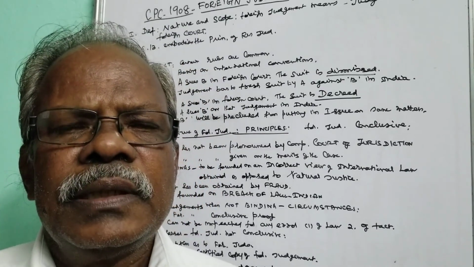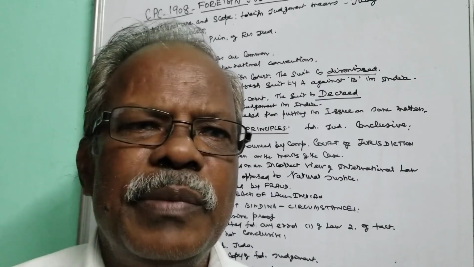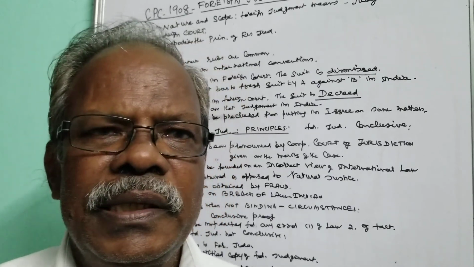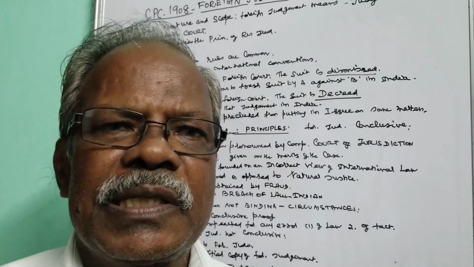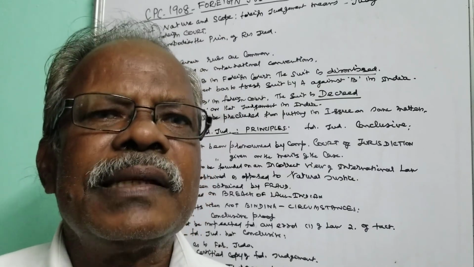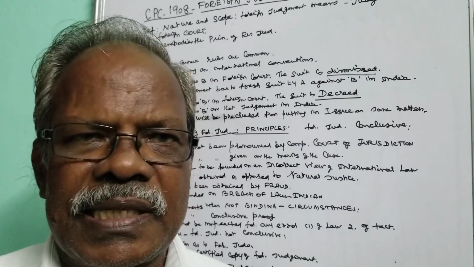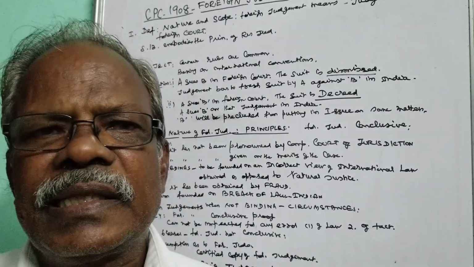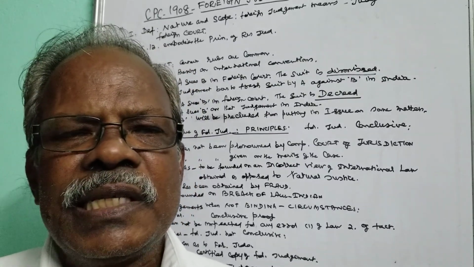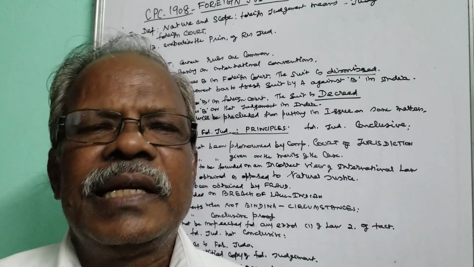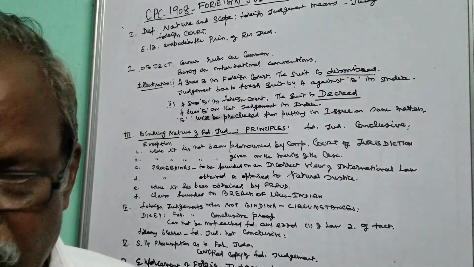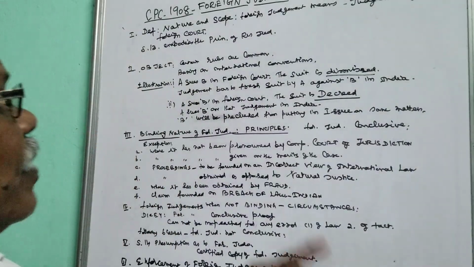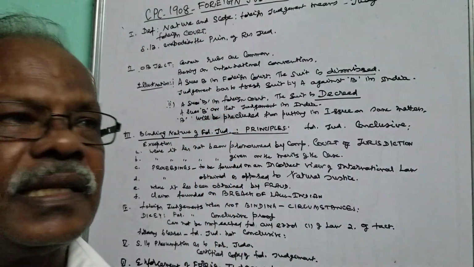So naturally, when the judgment is made in a foreign court, it can be implemented in India. That is the general principle because of the international conventions. Section 13 and 14 of the Civil Procedure Code 1908 deal with this topic. Now we will see what is meant by foreign judgment, the definition, nature and scope.